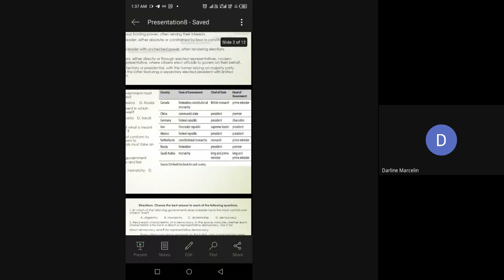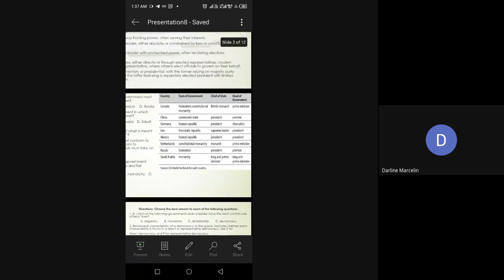If you look at the far right of this slide, you will see countries, their form of government, and their head of state or head of government. In Canada, the form of government is a federation. Canada is a federation running a constitutional monarchy. I think I explained that. And the chief of state is the British monarch.